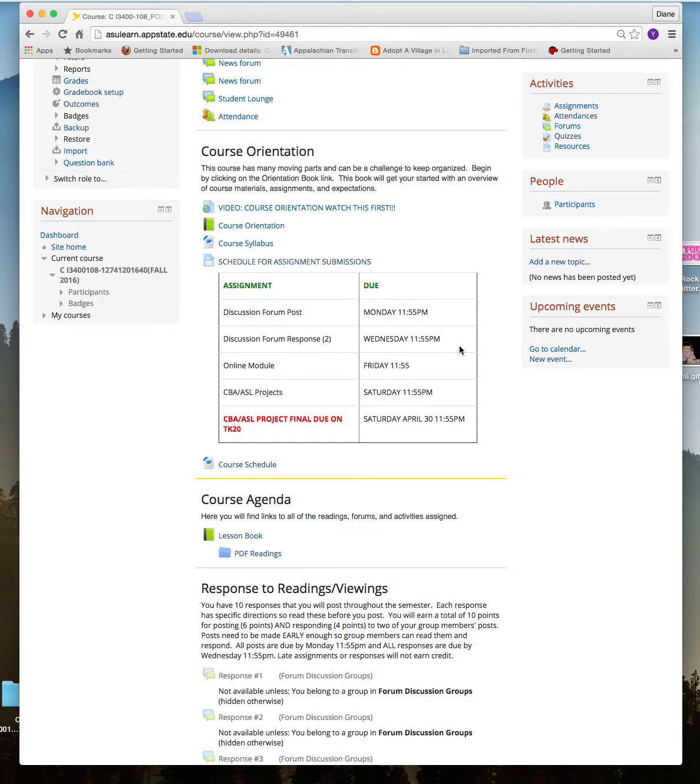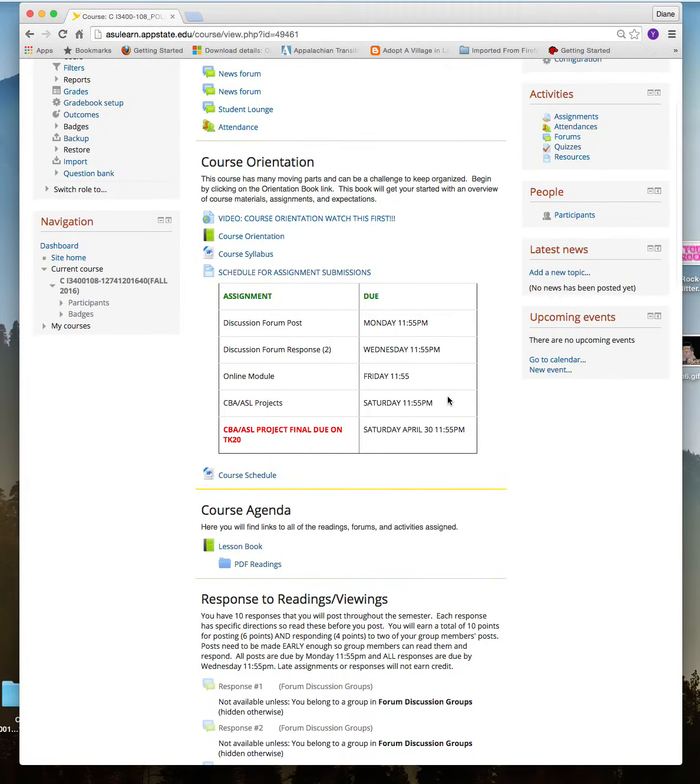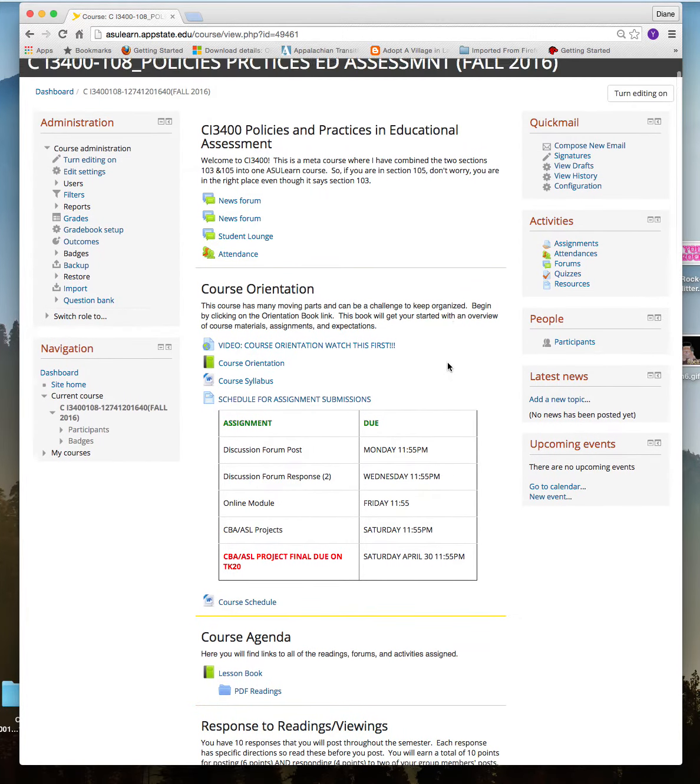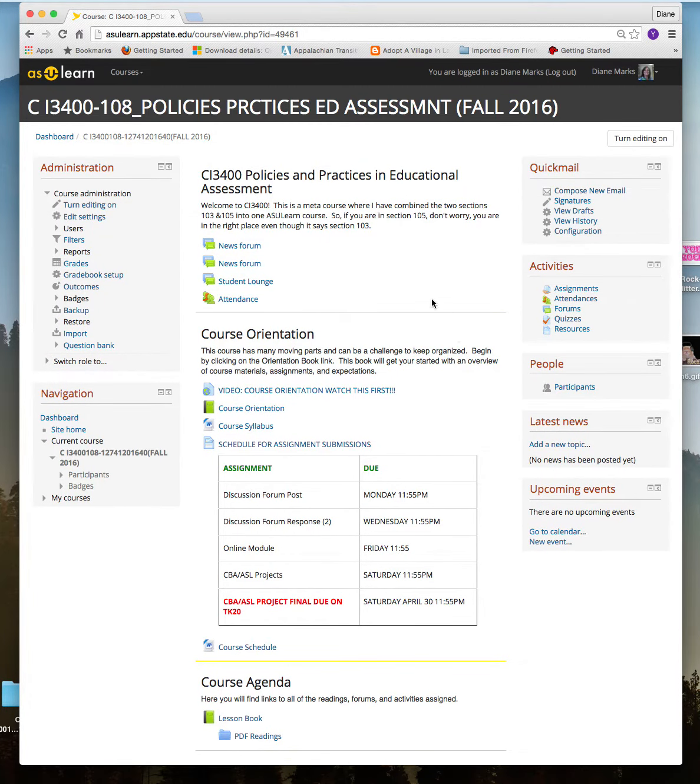And then you'll respond to 2 people in your group by Wednesday night. If you have an online module or online activities, those are due Friday. Anything that's due for your projects is due on Saturday. And then the last day of class is when your final stuff is due on TK20. I'll remind you about that, so you don't need to worry about that.